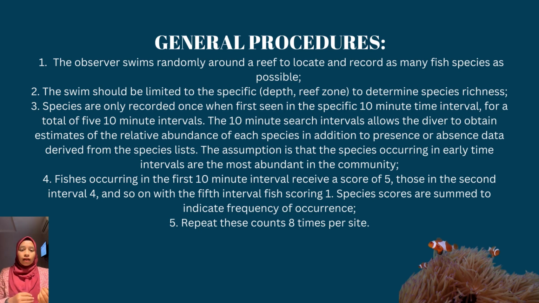The assumption is that the species occurring in early time intervals are the most abundant in the community. The fourth is that fishes occurring in the first 10-minute interval receive a score of 5. Those in the second interval 4, and so on, with the fifth interval fish scoring 1. Species scores are summed to indicate frequency of occurrence, and the last step is to repeat these counts 8 times per site.